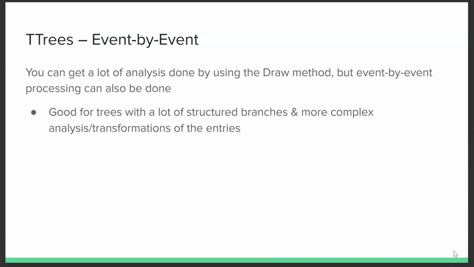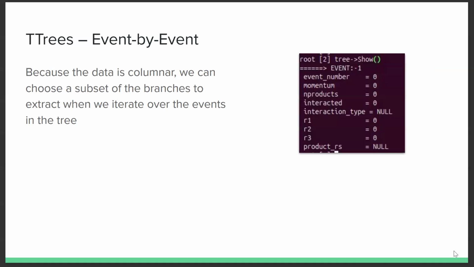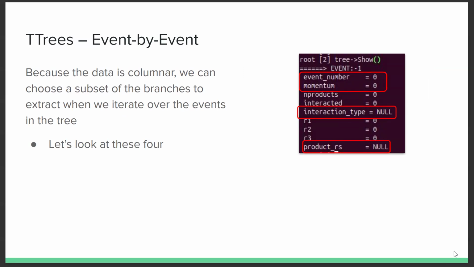Now we can look at things event by event. You can get a lot of analysis done by using the Draw method, but if you want to look at more structured branches or more complex analysis or transformations of your data, this event by event iterating is useful. Like I mentioned earlier, the data is columnar, which means we can choose a subset of the branches that we want to look at. So let's look at these four: event number, momentum, interaction type, and this vector of doubles that I made.